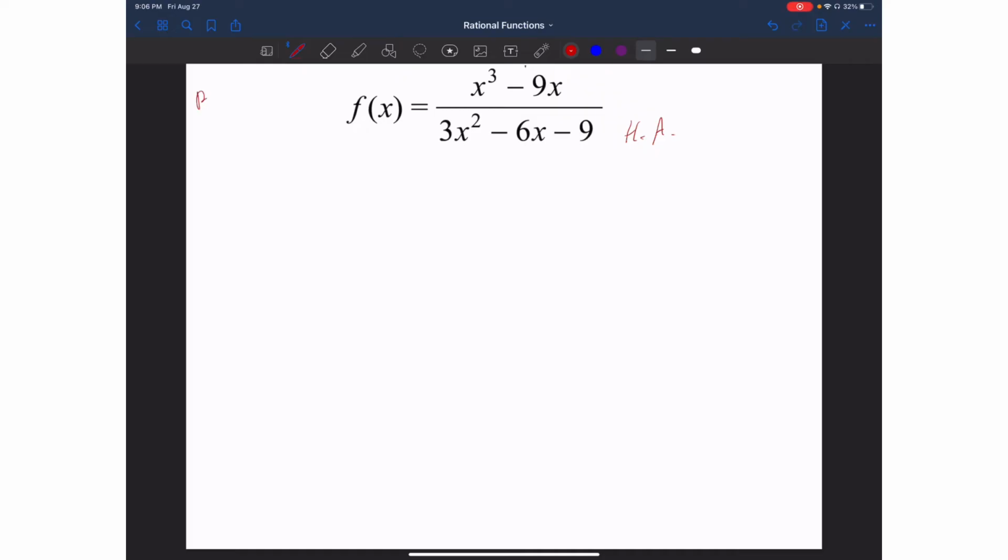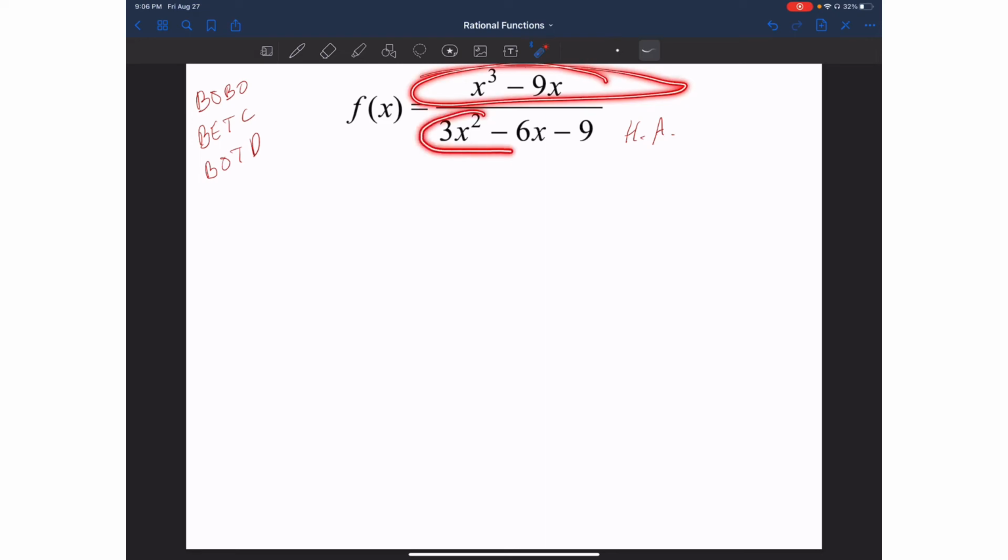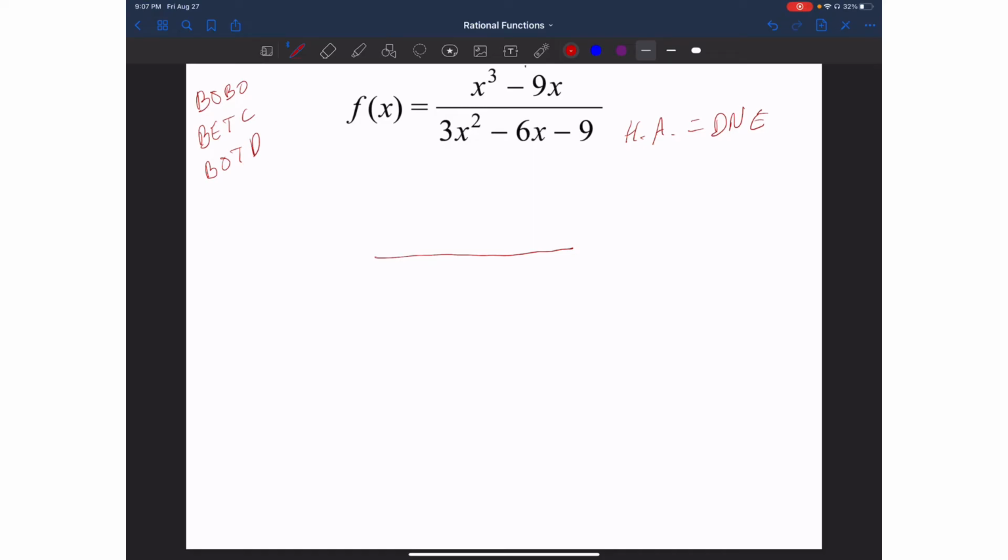So now, remember our shortcuts: Bubble, Betsy, and Bodhi. In this example, my degree at the top is 3. My degree in the denominator is 2. So I'm going to be using the third rule, or Bodhi, because the degree is bigger on top, and then the horizontal asymptote does not exist. So again, I don't have a horizontal asymptote, but I am going to check to see if I have any removable or infinite discontinuities.